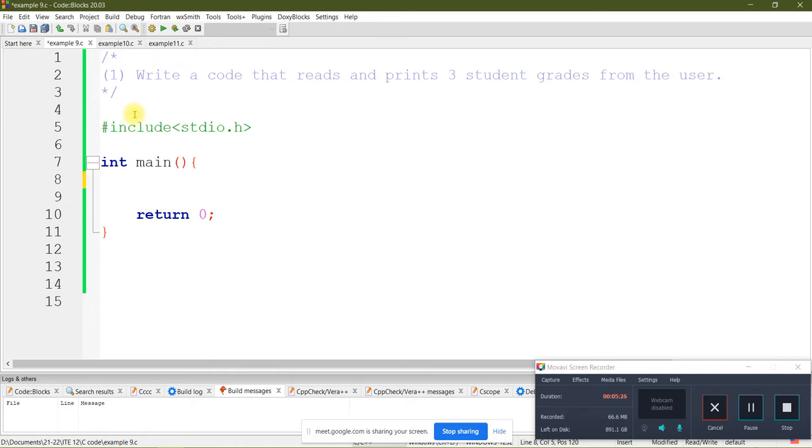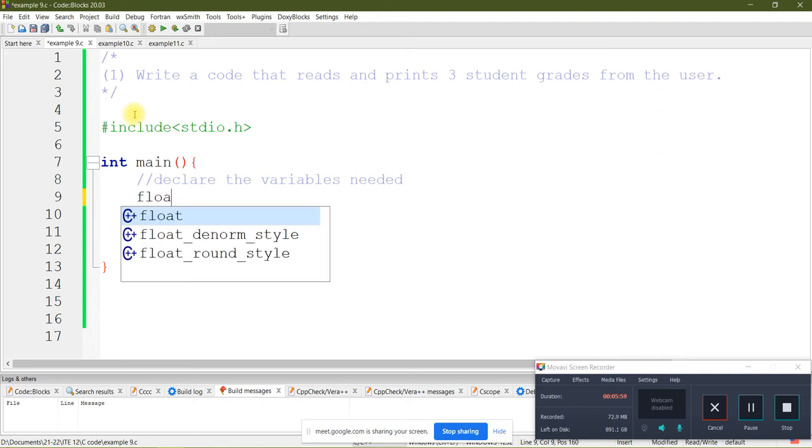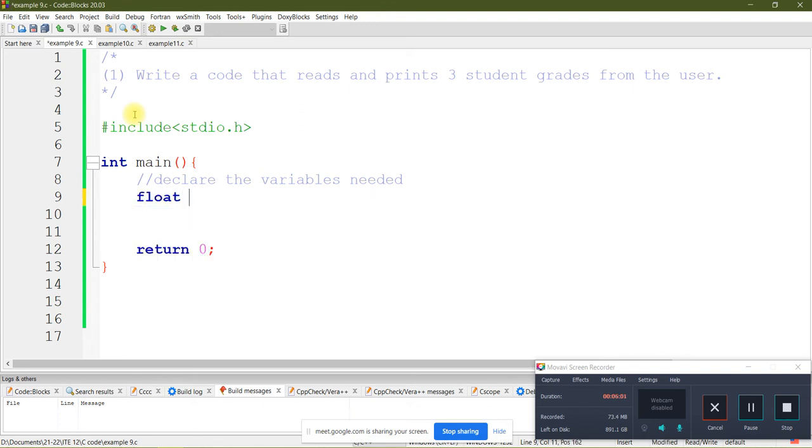So what do you think is the data type that we will be using to represent a student's grade? Float, yes, float, very good. Because in this part, we will need to declare the variables. So basically, what I just did is a comment. Okay, it will not be read by C. So we will be using the float data type.